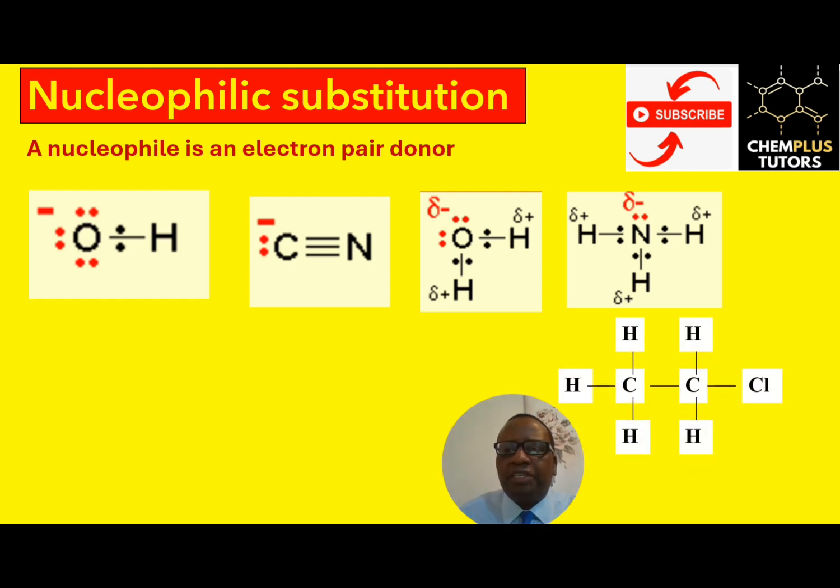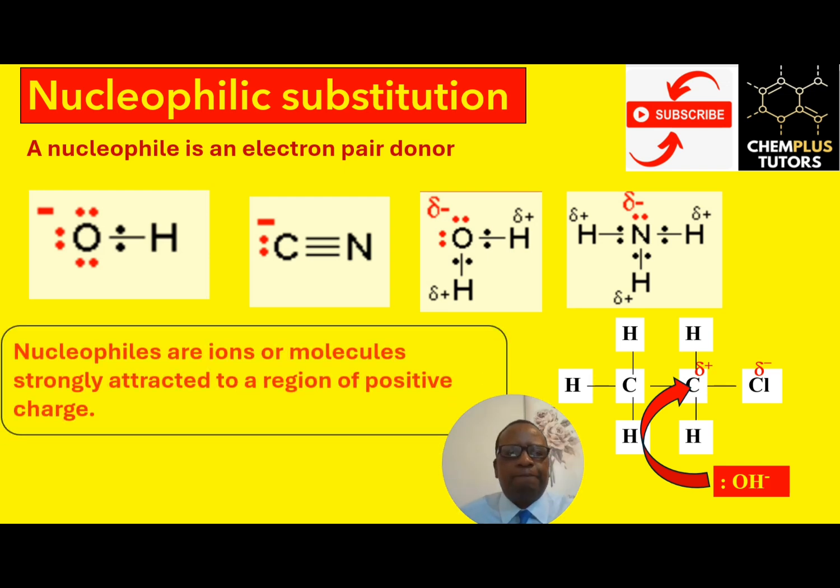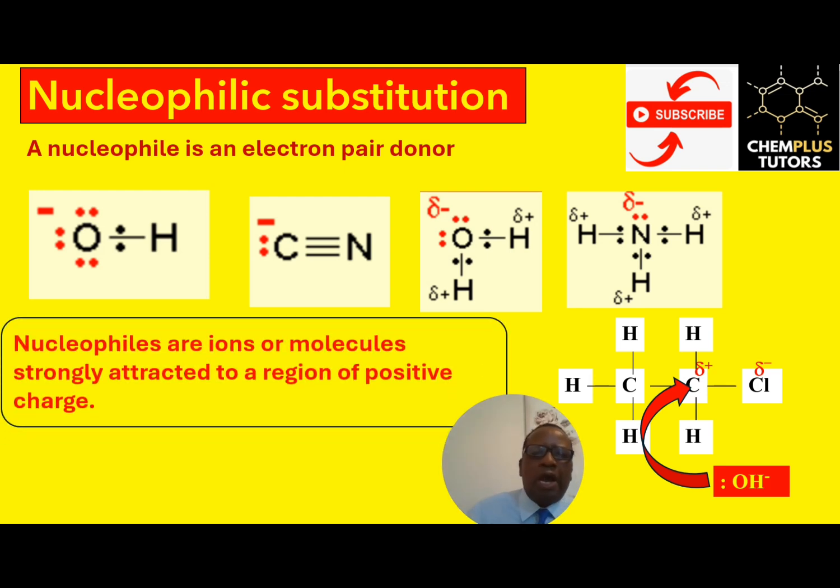Now, if we look at this chloroethane, we will see that the molecule is polar. And again, why is it polar? We know that in that bond there, electrons are not shared equally. Chlorine is more electronegative. That's why the bond is polar. And your nucleophile tends to attack the positive center. Nucleophiles are therefore ions or molecules strongly attracted to a region of positive charge.